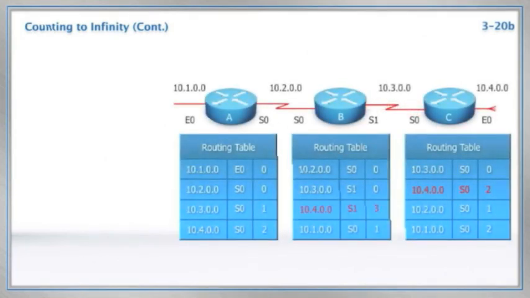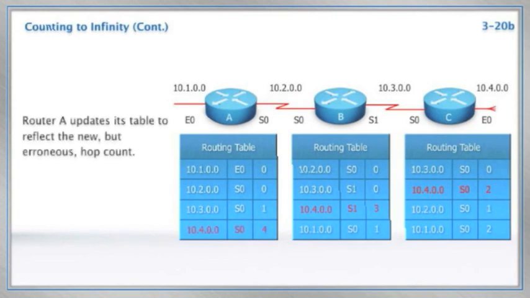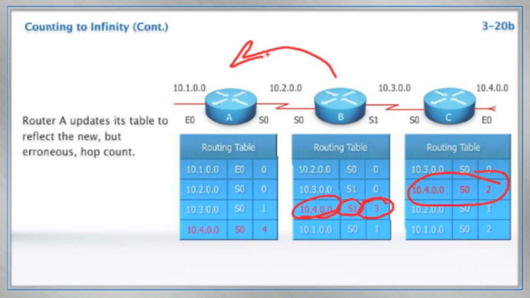This device sends an update to router B. Router B goes, oh my gosh, it turns out that I should go out serial 1 towards 10.4, but it's 3 hops away because router C just told me it's 2 hops away. I'm going to send this to A. A says, wow, 10.4 is available, and it's 4 hops away.